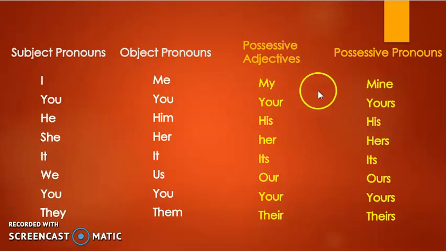Possessive adjectives are my, your, his, her, its, our, your, their. Possessive pronouns are mine, yours, his, hers, its, ours, yours, theirs. What is the difference between possessive adjectives and possessive pronouns, and when do we use them?